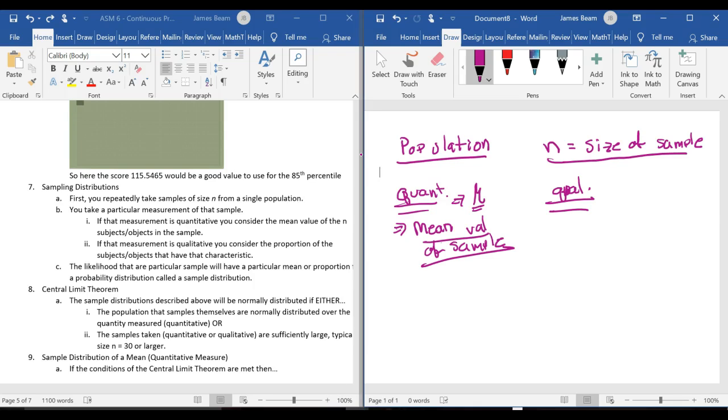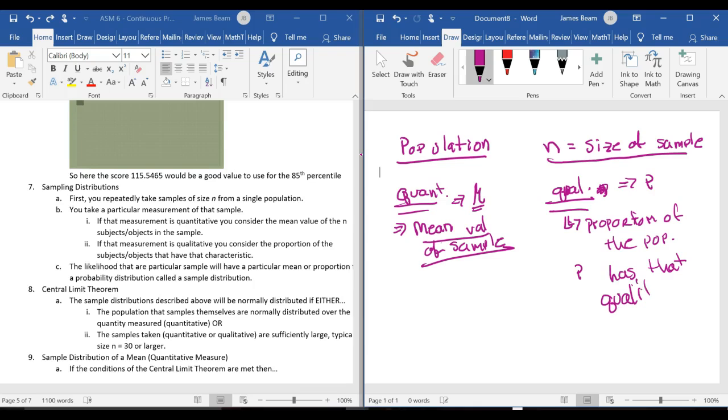All right, qualitative, you cannot take a mean of blue. It doesn't make sense to do that, right? So we're taking people that have a certain quality. So like the quality might be favorite color is blue, right? So the way that I get a quantity out of a quality is I take the proportion of the population. So we're going to use P for that, right? So qualitative is going to yield a P, right? So P is going to be the proportion of the population that has that quality.